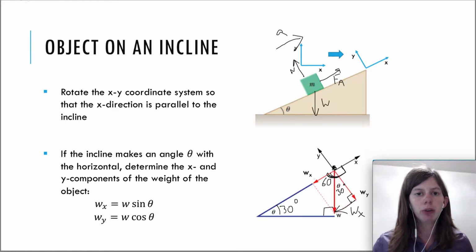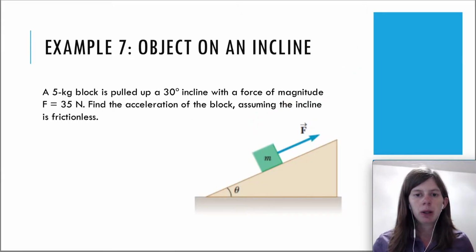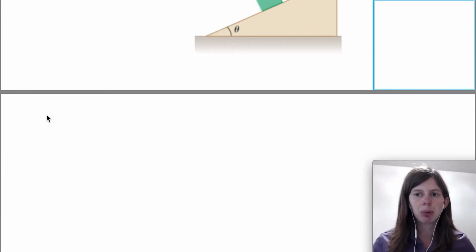So now we're ready to do our example. We have an object on an incline, and it's pulled up with a certain force, and we want to find the acceleration. We haven't dealt with friction yet, so no friction. We're given the mass of the block. Just to make sure I have enough room, I'm going to do this example here.